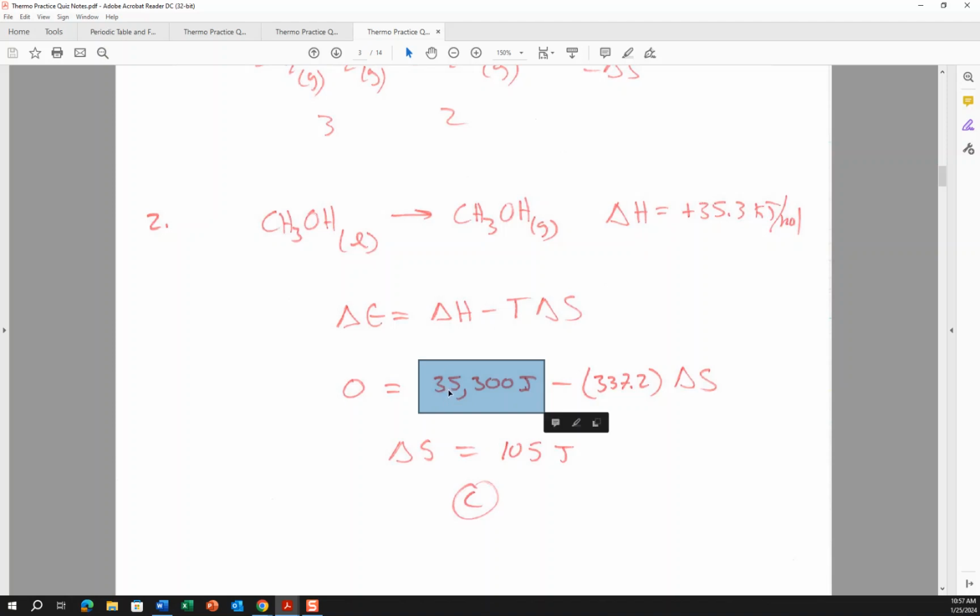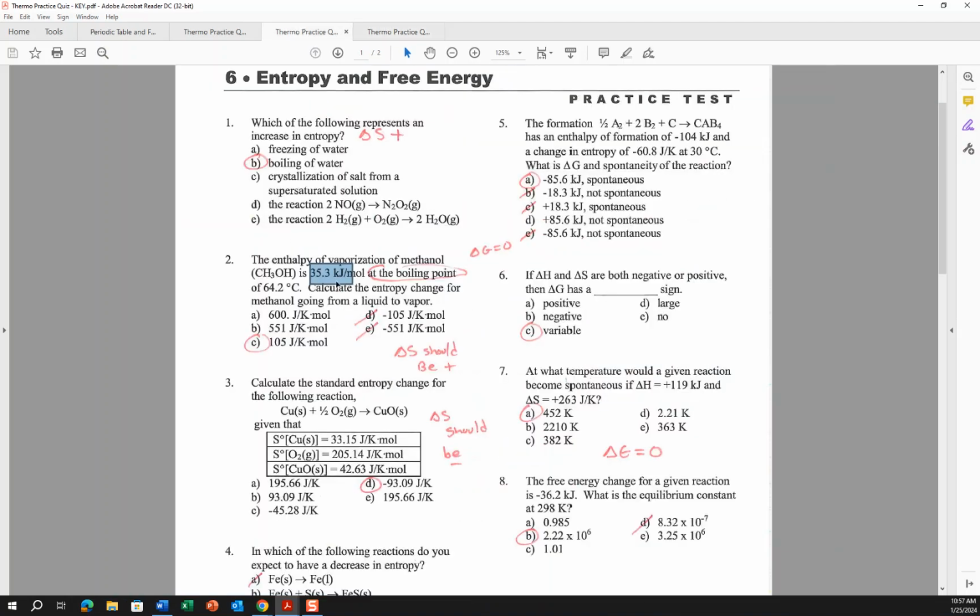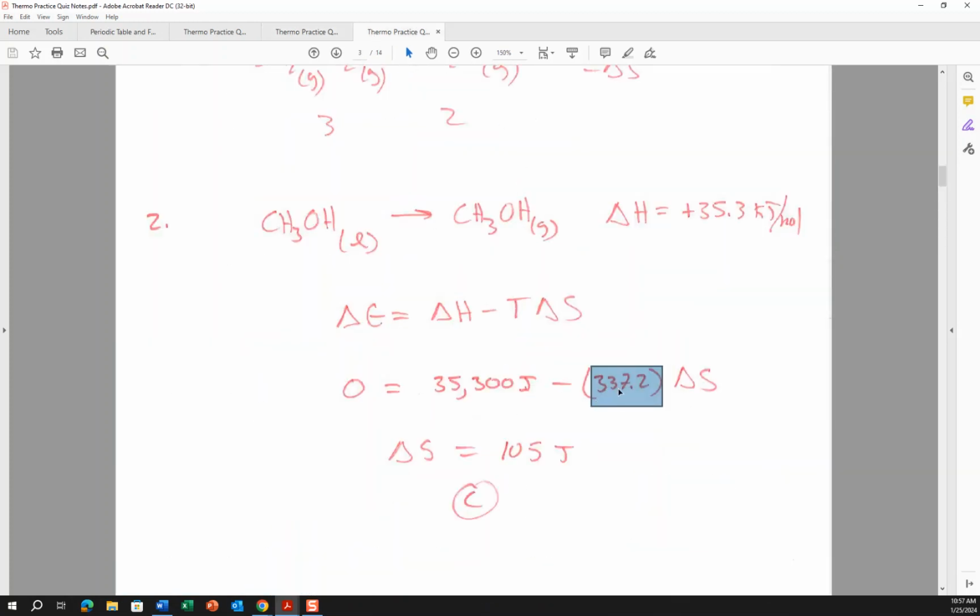delta G is 0 because both the forward and the reverse processes are equally favored at the boiling point. But notice I didn't plug in 35.3, I plugged in 35,300 joules, okay? And then the temperature, notice I didn't plug in 64.2. It's got to be the Kelvin scale, so you've got to add 273 to your Celsius. So that's where that number came from. And then we just solve for delta S, okay?